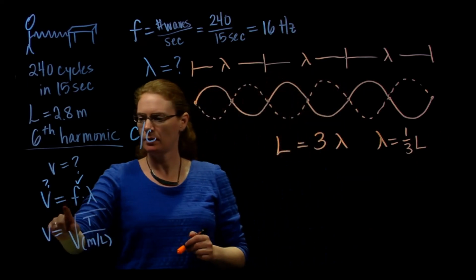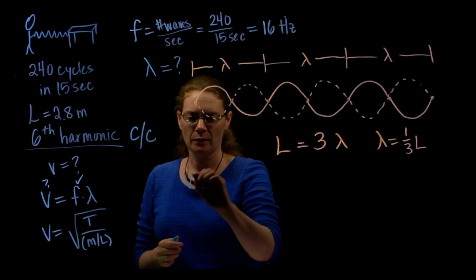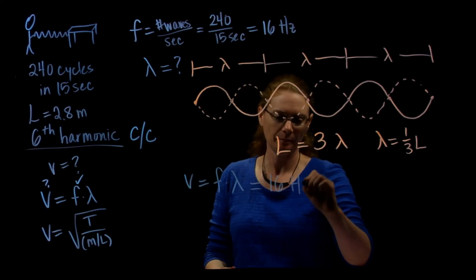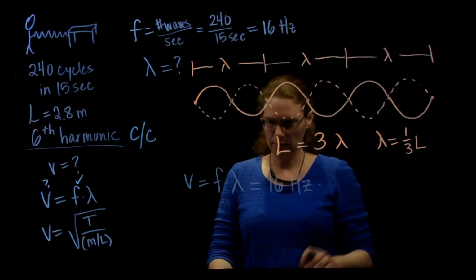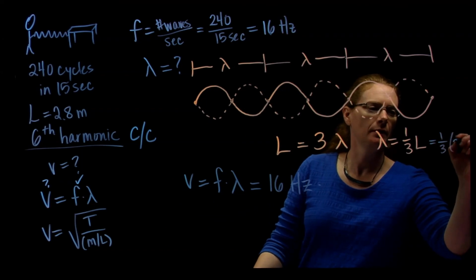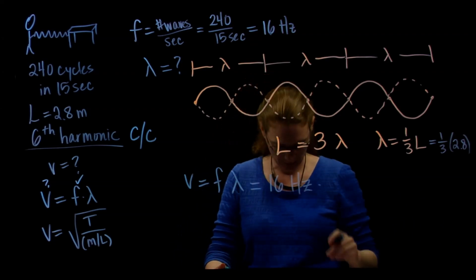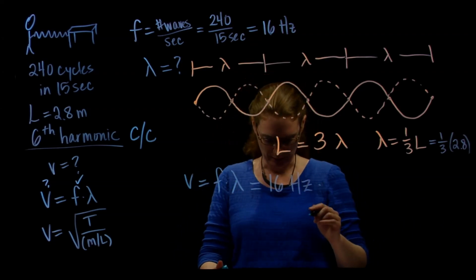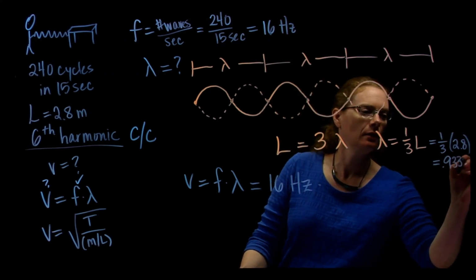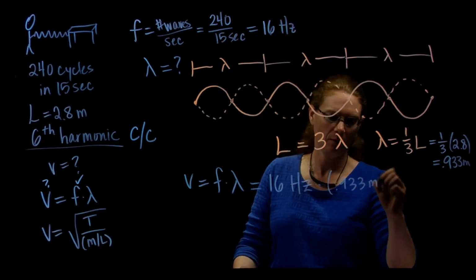So I think at this point, we've got it. We've got the frequency and we've got the wavelength. Velocity is frequency times wavelength. My frequency is 16 hertz. And my wavelength is, well, I better do the calculation, huh? So wavelength is 1/3 of the length. Oh, I should have made an easier number. 2.4 would be 0.67? No, 0.933 apparently. All right, so the wavelength is 0.933 meters.